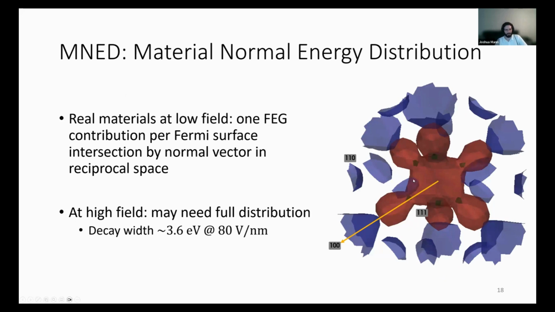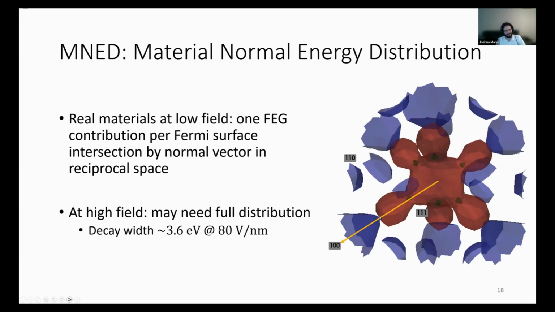On the right here, I have a really funky Fermi surface. This is a calculation of tungsten. It might be hard just to read off what the MNED would be for this structure. It turns out that for relatively low applied fields, we can use a very simple heuristic where we draw a vector from the center of the reciprocal space out to the surface normal. Every time it intersects the Fermi surface, you get one contribution of the free electron gas. In this case, it intersects 4 times, so we get 4 times free electron gas. That's what we would expect.